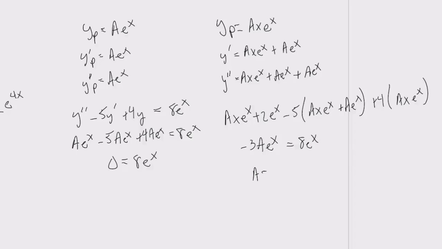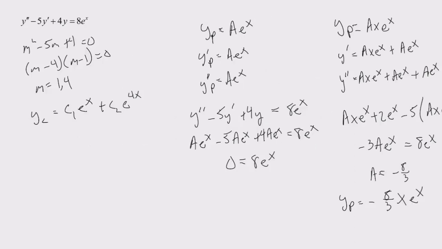Which then says a is negative 8/3. So our particular solution would be negative 8/3 x e to the x. All right, and then let's put that together with the other stuff we've got. So our general solution is c1 e to the x plus c2 e to the 4x minus 8/3 x e to the x.